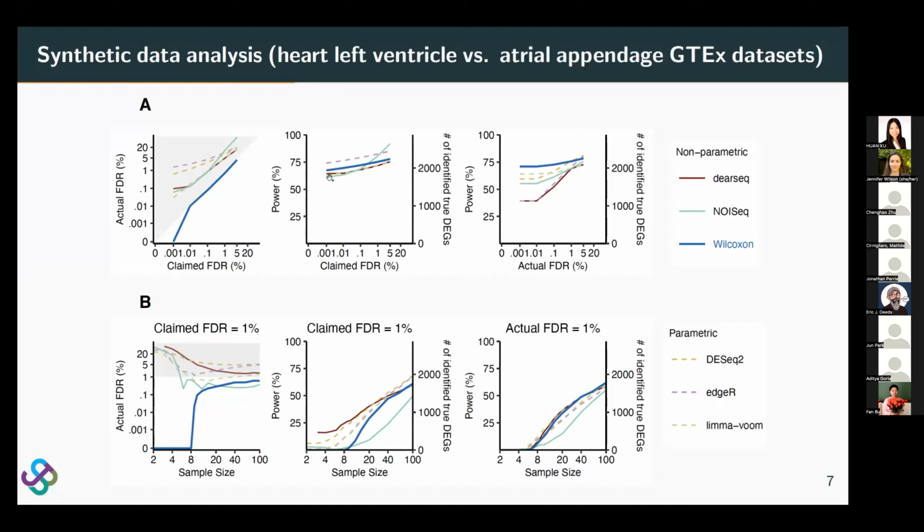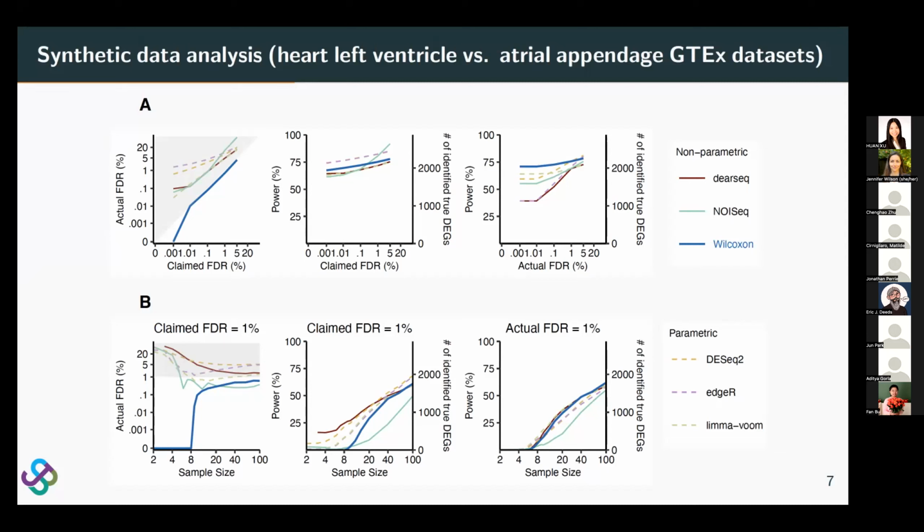And we can also see that the Wilcoxon rank sum test also has good power. And if we fix the actual FDR, which means that we do not use the claimed FDR of different methods, but we look at the actual FDR of different methods, when the actual FDRs are the same, Wilcoxon actually has the highest power among all the methods. So this result was very surprising to me because Wilcoxon was a very simple, straightforward, non-parametric test.